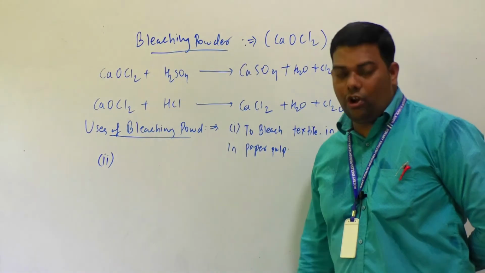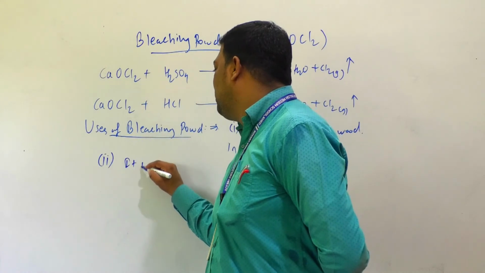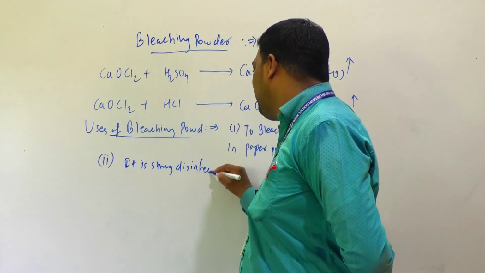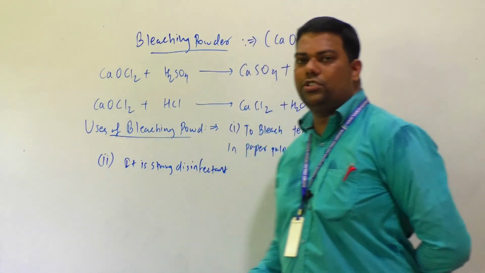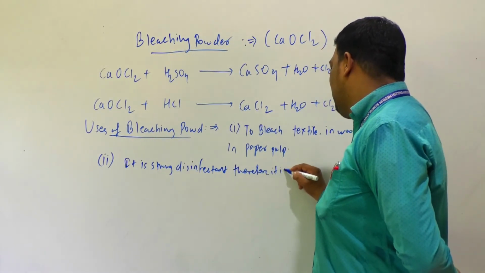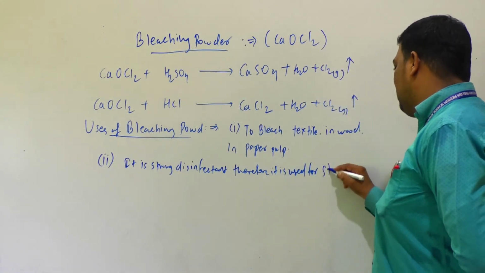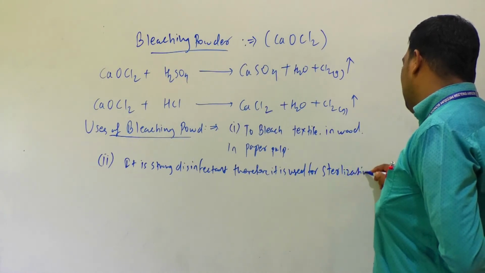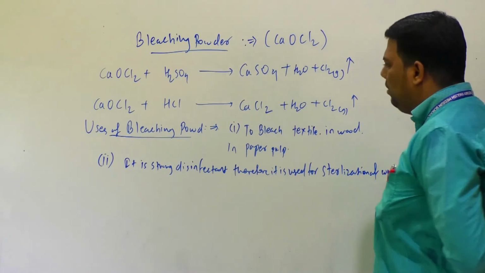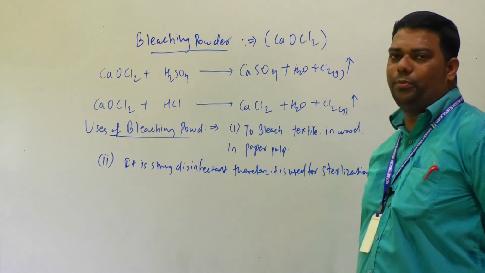Second, it is a strong disinfectant and therefore it is used for sterilization of water. Understood? In metropolitan cities, this bleaching powder has so many uses.